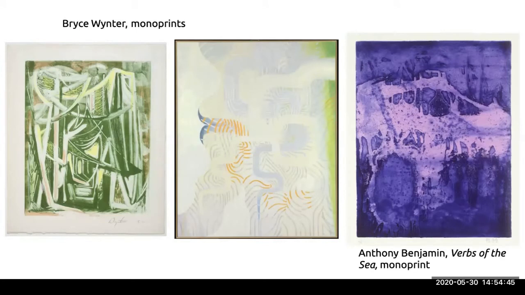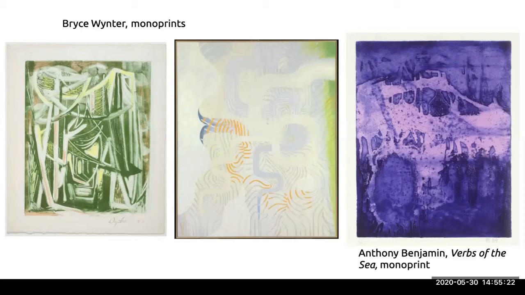All right, and here's a couple of monoprints by Bryce Winter and a monoprint by Anthony Benjamin. And one thing I love about these works is that you can really, especially in the one on the left here, you can really see the artist's hand in the work, where the energy of his marks is so evident. And so I really recommend, use some of those tools or some of these materials as a way of drawing or making your own marks. Even if you wanted to add some sort of narrative or representational aspect to it.